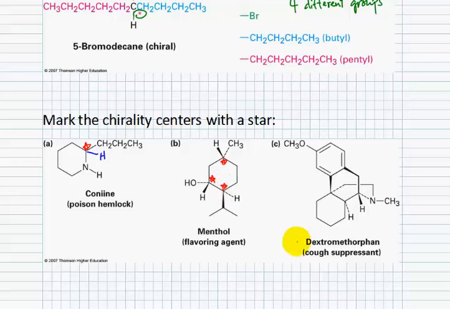In dextromethorphan here, the cough suppressant, it's a little trickier to see, but if I look at a carbon, this is a quaternary carbon. There's no H's on it, but still, the groups are different from each other, right? This one has 2 carbons, then nitrogen. This one has 4 carbons, then another carbon that has a benzene ring attached to it. That one has another carbon. So there's a chirality center. There's one, and there's one. So I count 3 in that molecule.